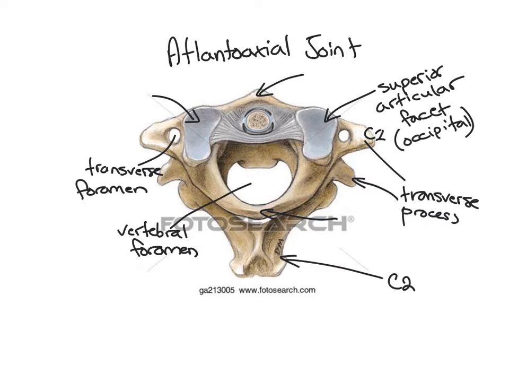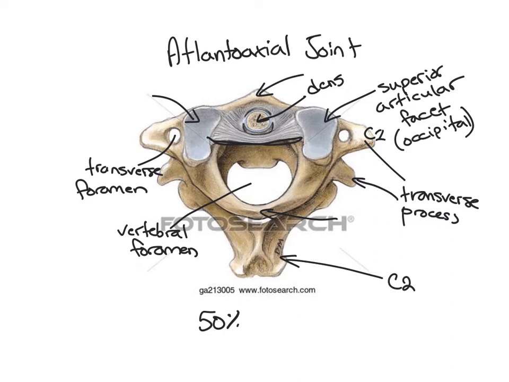The prominence that comes up off of C2 for our C1 to articulate around is called the dens. And we can see it there. And our dens is surrounded by a ligament that essentially holds it in place against the anterior side of the C1 and allows rotation of the C1 around the C2. Again, keeping in mind that this is where 50% of the rotation of the cervical spine comes from.